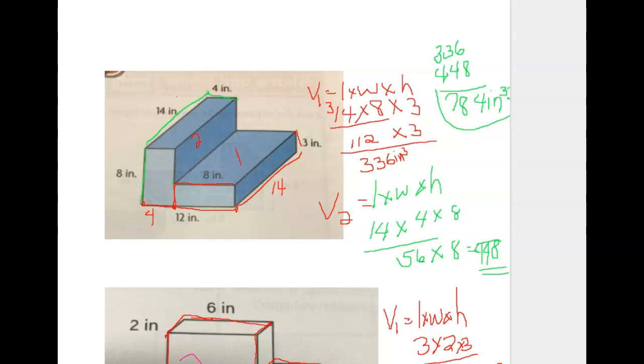I hope this video would somehow help you better understand how to find the volume of 2 rectangular prisms that are being put together without overlapping each other.